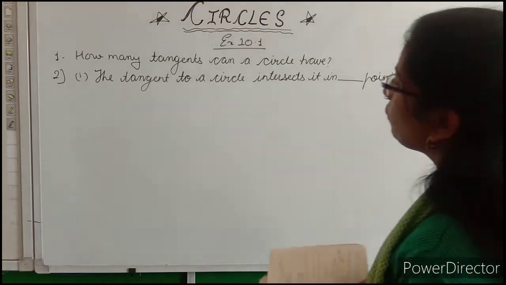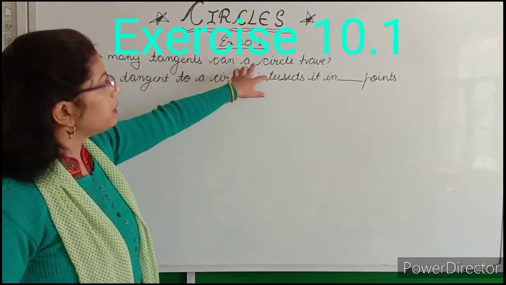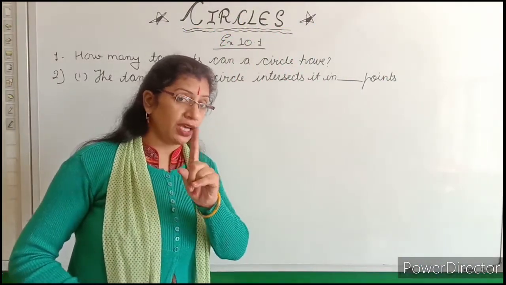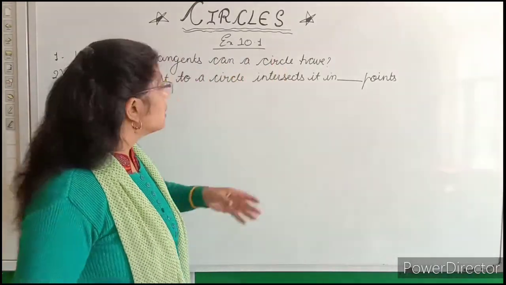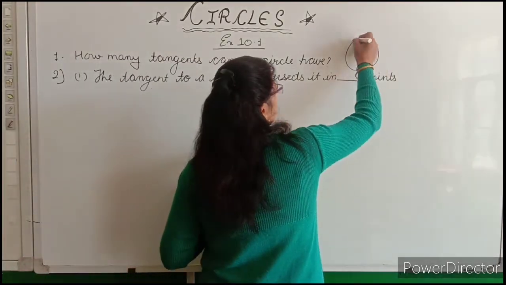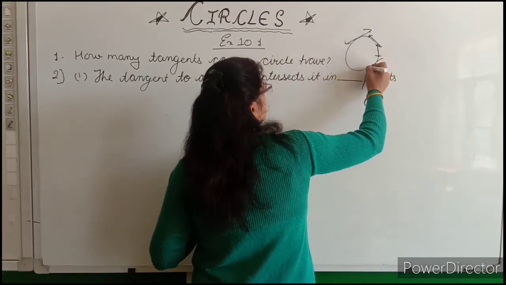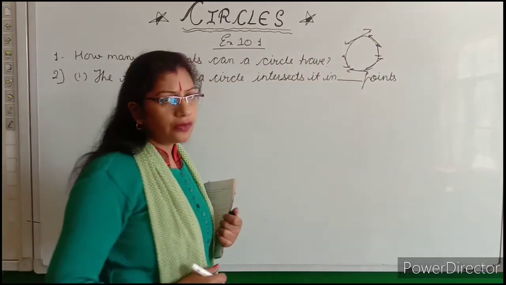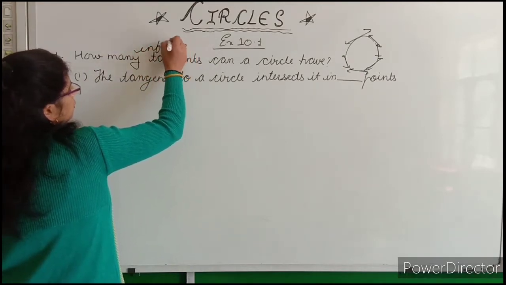So the exercise 10.1, the first question is how many tangents can a circle have? It is asked about a circle, not about a point. So this thing should be exactly pointed out in your mind. As you know, the circle has infinitely many tangents. There are infinitely many tangents to a circle. So the answer of this is infinitely many tangents.